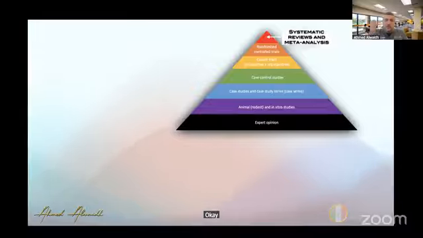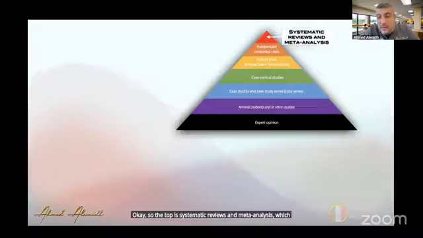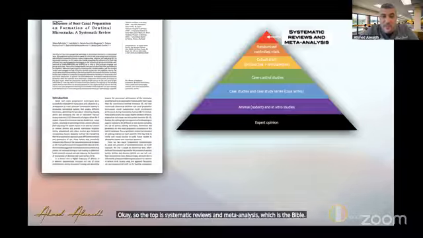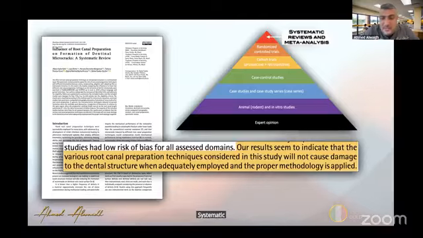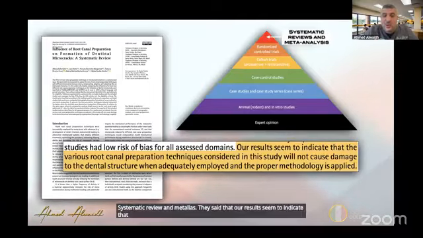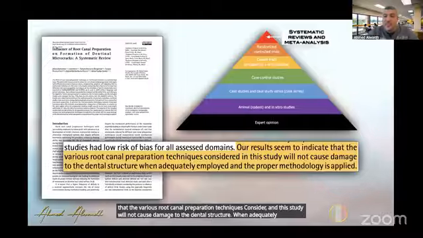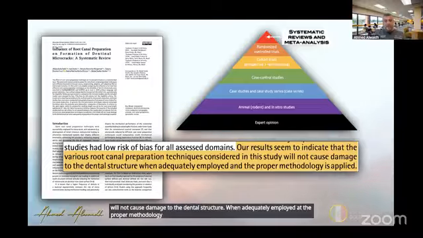Okay, so the top is systematic reviews and meta-analysis, which is the Bible of any evidence. So this is a very nice meta-analysis. Okay, systematic review and meta-analysis. They said that our results seem to indicate that the various root canal preparation techniques considered in this study will not cause damage to the dental structure when adequately employed and the proper methodology applied.